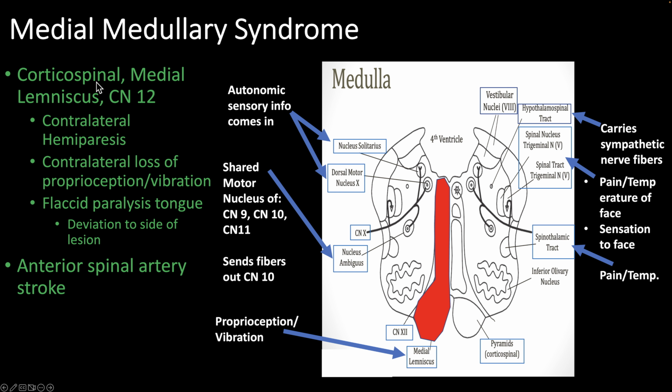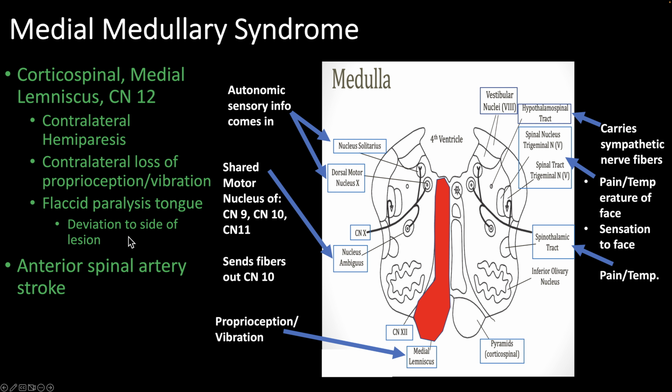So first we're going to talk about medial medullary syndrome, which is located right there. You're going to get a corticospinal problem, medial lemniscus, and also cranial nerve number 12. Again, this story repeats itself. Corticospinal tract, you can get a contralateral hemiparesis. Medial lemniscus, you're going to get contralateral loss of proprioception and vibration. And because of cranial nerve number 12, you're going to get a flaccid paralysis of the tongue. Again, lower motor neuron region, flaccid paralysis.